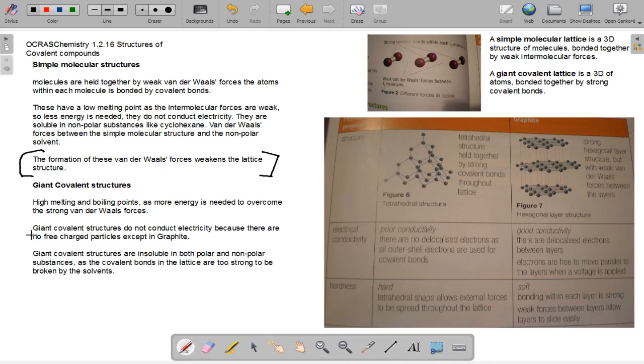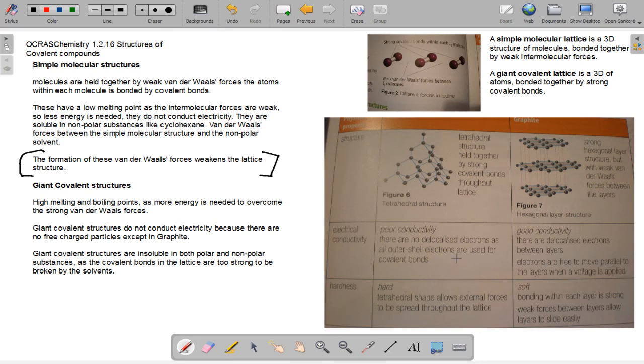Giant covalent structures do not conduct electricity because there are no free charged particles, except in graphite. Giant covalent structures are insoluble in both polar and non-polar substances, as the covalent bonds in the lattice are too strong to be broken up by the solvents.